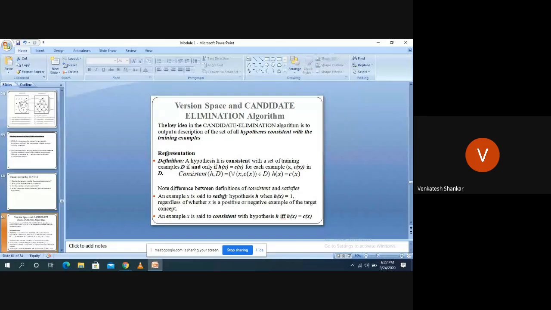In concept learning, two algorithms will come. The first one is which algorithm? The first one is the FindS algorithm. The second one is what? The candidate elimination algorithm.